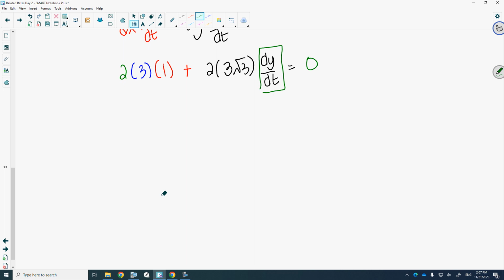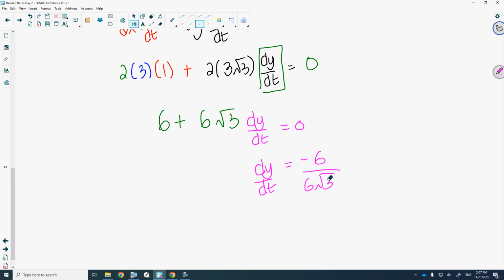Okay, so now I've got (6 plus 6 root 3) dy/dt. Might have been easier if I would have just divided out that 2, but we'll get the same thing. Is equal to 0. Bring that 6 over to the left, and then divide by that 6 root 3. So negative 6 divided by that 6 root 3.